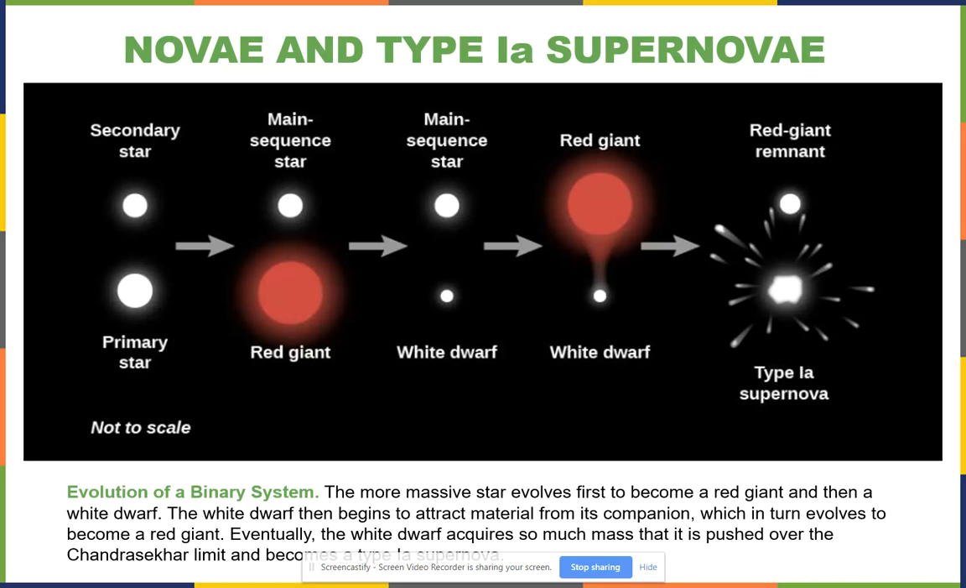What's going to happen when you exceed the Chandrasekhar limit? Then you force electrons into the nuclei, and in this case, it explodes into just a cloud of gas. No core remnant. There's no black hole. There's no neutron star. There is just everything blows up. So that's a type 1A supernova. Everybody understand that type 1A supernova?